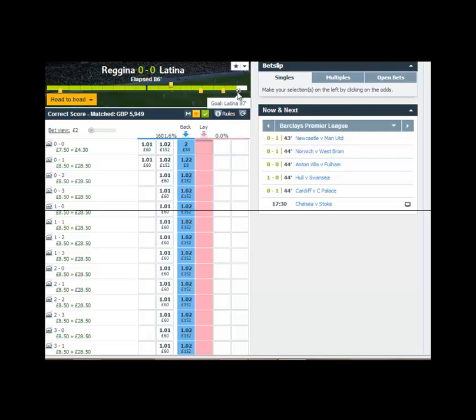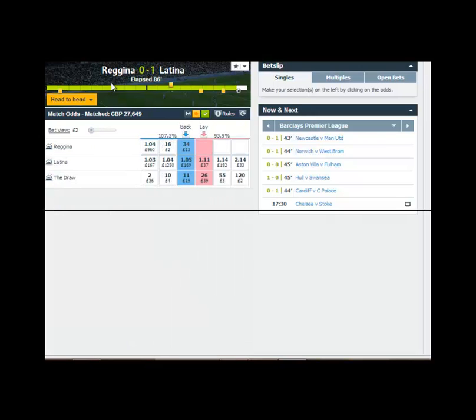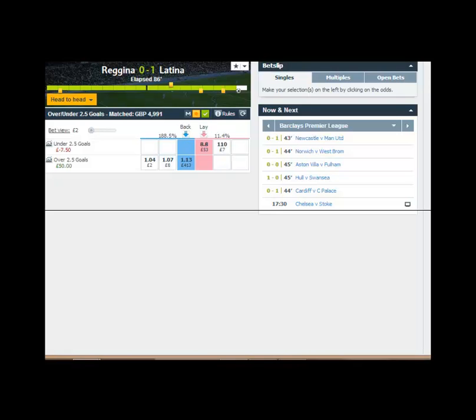Unfortunately, it wasn't. Latina did, in fact, score. So the idea was right, but unfortunately, I missed the lay getting matched there by around about 5 seconds. So that's the fine line between losing £3 or actually winning £28.50. It happens to all of us, so don't despair.